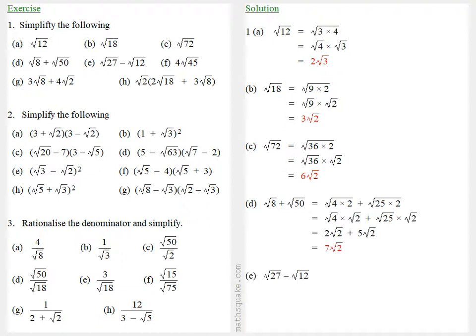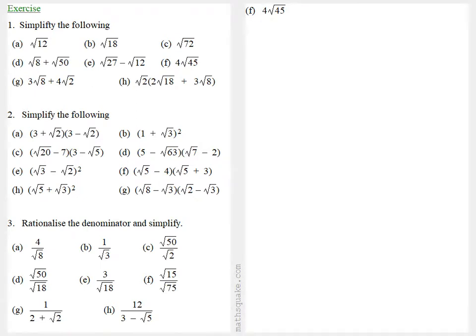In question E, we have root 27 minus root 12, which can be written as root 9 times 3 minus root 4 times 3. Which is root 9 times root 3 minus root 4 times root 3, which is 3 root 3 minus 2 root 3, which is just root 3.